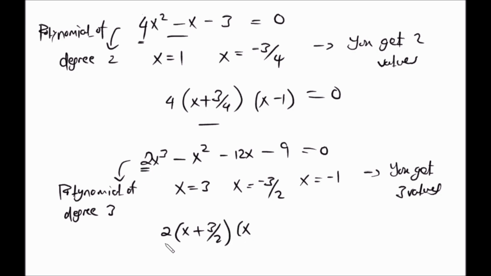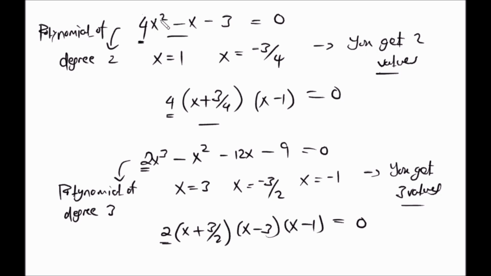x2 yenyewe ndo hii hapa, umeona? Kama vile 4 hapa na 4 hapa. So and then x minus 3, x minus 1 sasa na 0. So you can see when I solve a polynomial of degree 2, I get 2 values. When I solve a polynomial of degree 3, I get 3 values. So jinsi ya kufactorize ndo hivyo.